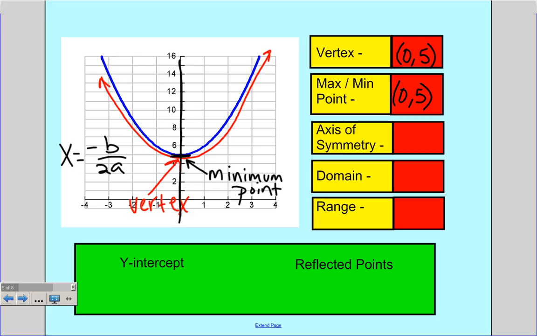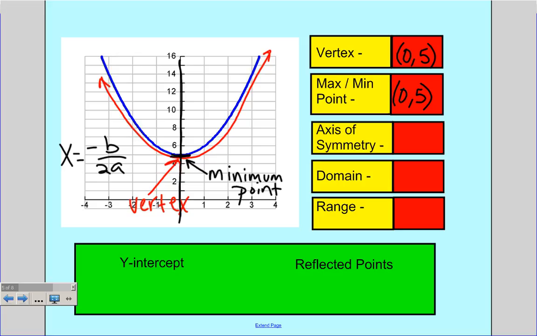Now, notice it's x equals, not y equals. X equals because this is a vertical line. In this case, the y-axis, but it's a vertical line. Vertical lines are written as x equals. If it were horizontal or anything else, it would be y equals. But a vertical line, remember, is x equals.